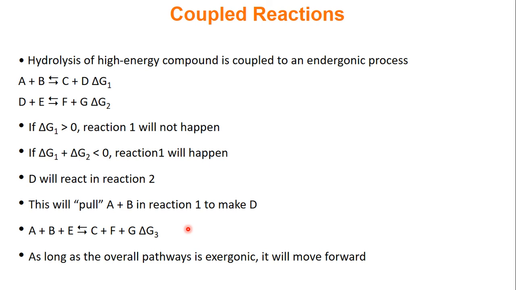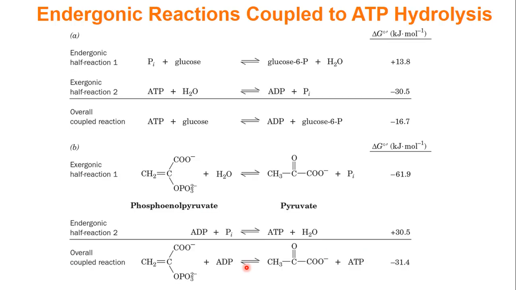And this whole idea, the way it relates to metabolism, is that we have a bunch of coupled reactions. We have multiple coupled reactions. Some of them are not favorable. Some of them are favorable. But the big thing is, as long as the overall process or pathway has a negative delta G that is exergonic, then the whole pathway will move forward. So that's what we need to keep in mind from this.